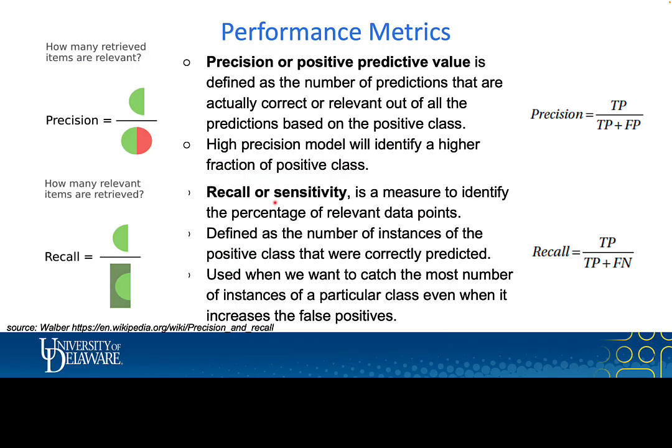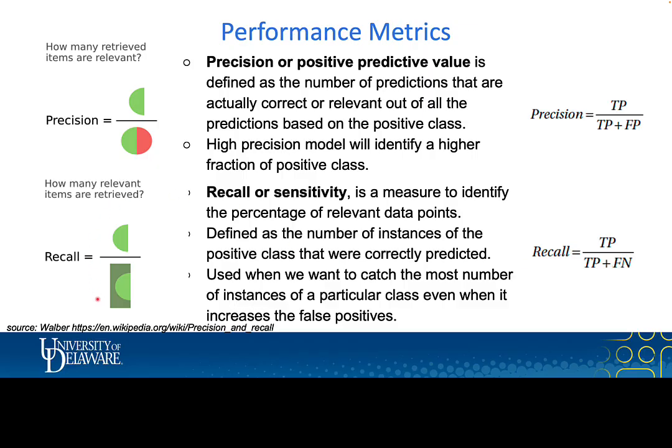Recall, on the other hand, also known as sensitivity, is a measure to identify the percentage of relevant data points. It's defined as the number of instances of the positive class, the true positives, that were correctly predicted. This will be over the true positives plus the false negatives. This metric is used when we want to catch the most number of instances of a particular class, even when it might increase the false positives.